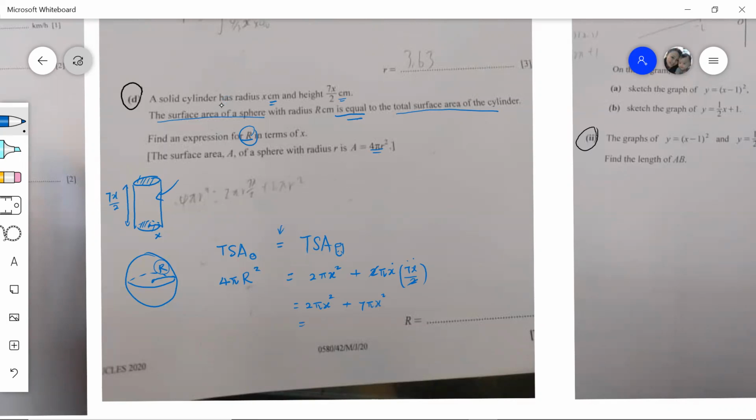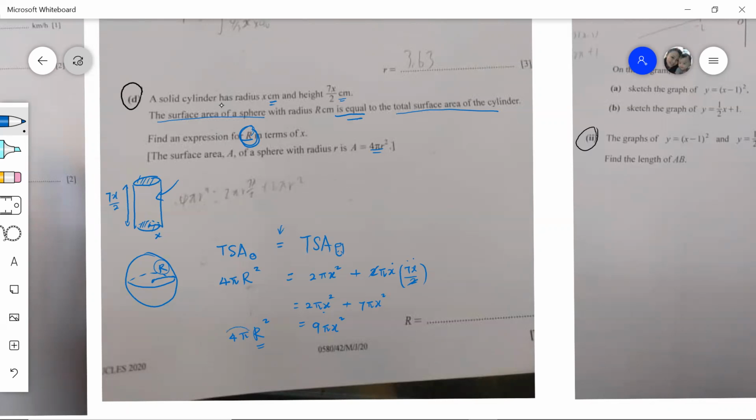Okay, so isn't this like terms? They are the same. So it's like 2 bags plus 7 bags. Altogether we have 9 bags. 9 pi x squared. So 4 pi R squared equals 9 pi x squared. Our objective is to make R the subject. That means we want to isolate the R.